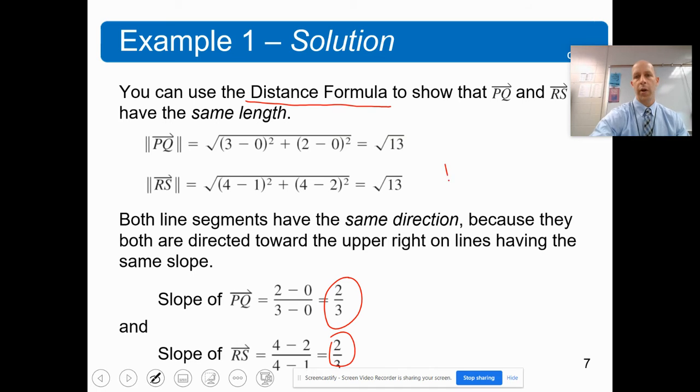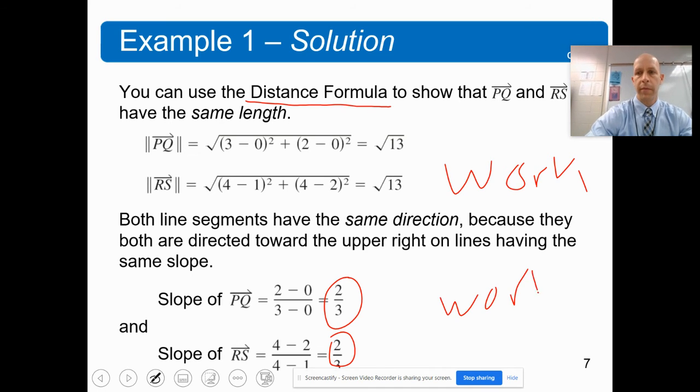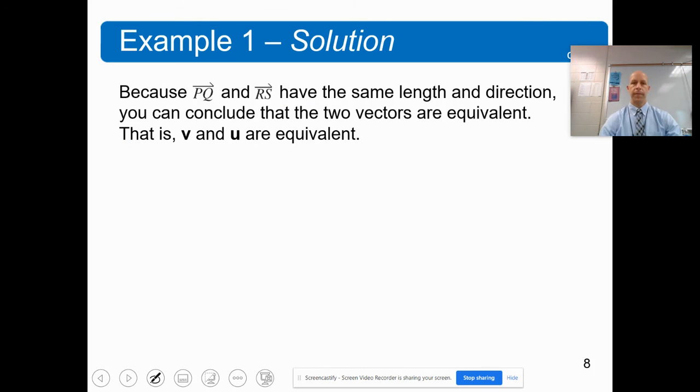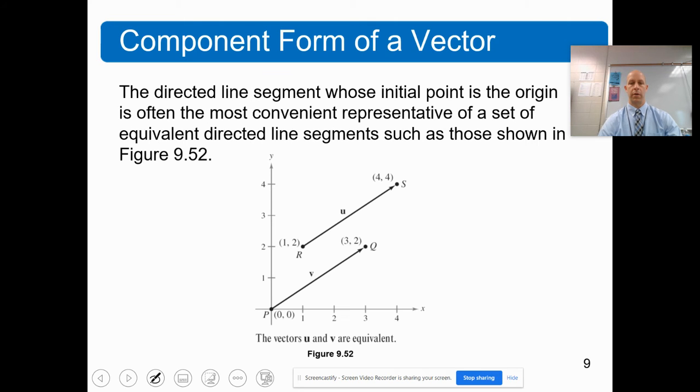So this is the work. This is how you find the magnitude, and this is how you find the direction. So we have these directed line segments. Because the directed line segments PQ and RS have the same length and the same direction, they are called equivalent vectors. The directed line segment whose initial point is the origin is often the most convenient.